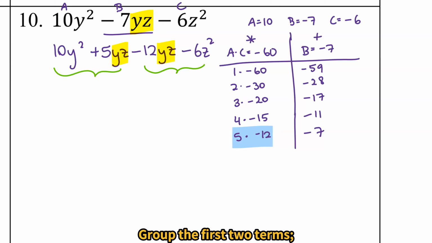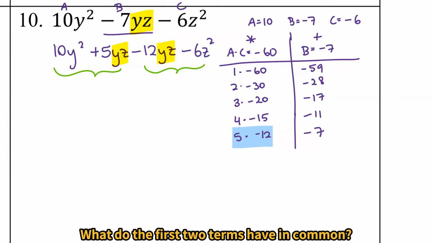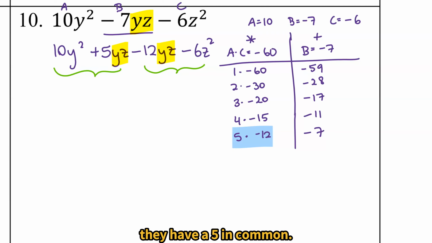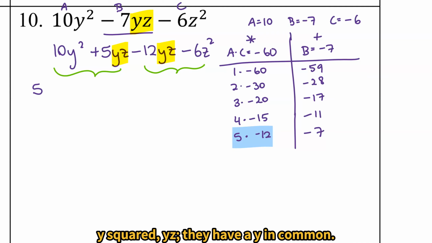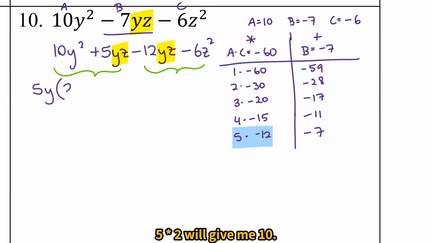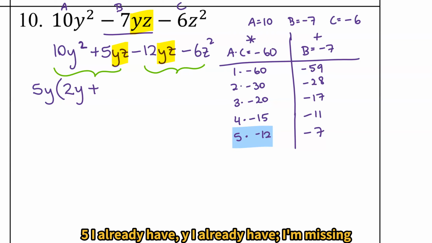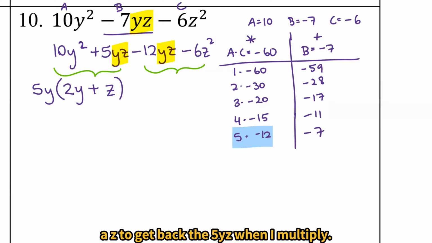Group the first 2 terms, group the last 2 terms. What do the first 2 terms have in common? I see that the first 2 terms, 10 and 5, they have a 5 in common. Y squared, yz, they have a y in common. 5 times 2 will give me 10. Y times y will give me y squared. Plus sign comes down. 5 I already have. Y I already have. I'm missing a z to get back the 5yz when I multiply.